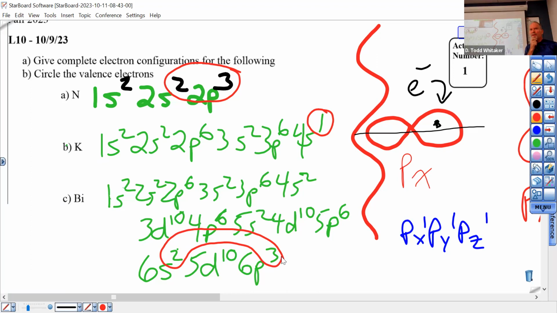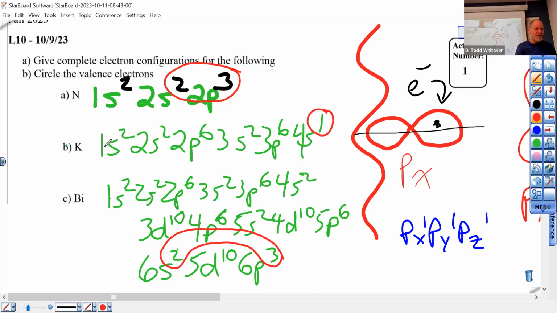The orbitals with the highest numbers in front are called the valence level orbitals. Every electron in the valence level orbitals is called a valence electron. That's what I did. Why did I circle the 2s2 and the 2p3? Because those have the 2 in front of the name of the orbital, which means they're the highest energy level in this atom. The 2, that's what the 2 means, in front.